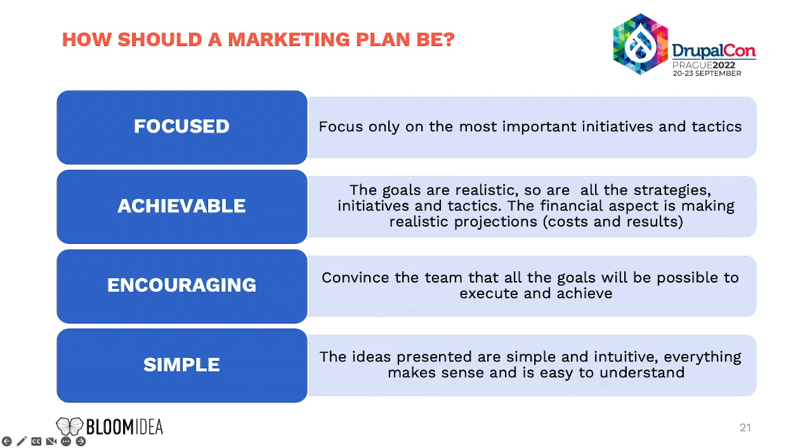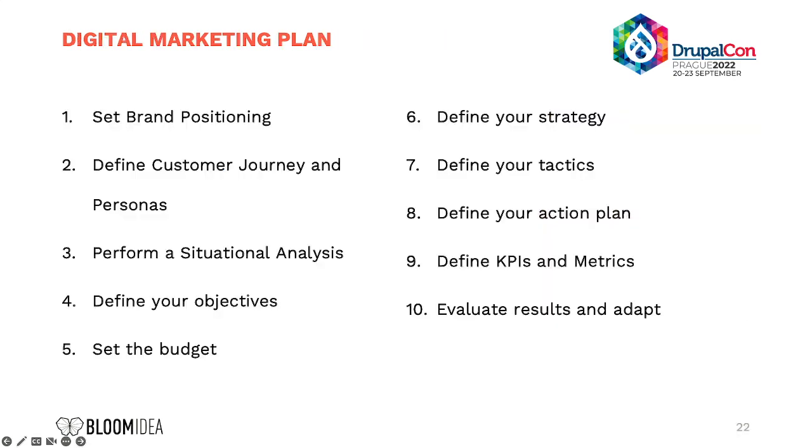But to accomplish that, the plan needs to be focused, achievable, encouraging, and simple. This is very important. It needs to be simple. You don't need another 100 pages document to read. In the end, you need one or two pages that will have, very important, the objectives defined, what you need to accomplish, the strategy, how you will get there, and what tactics you will use. For example, if you are going to focus on SEO, or if you are going to focus on social media. And then from that you define your action plan. Action plan is simply tasks that you must do.